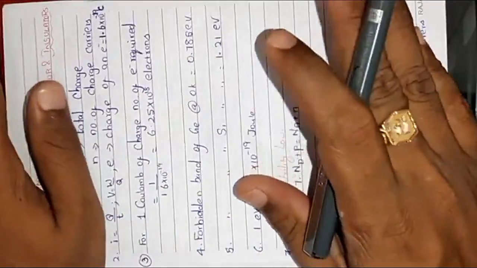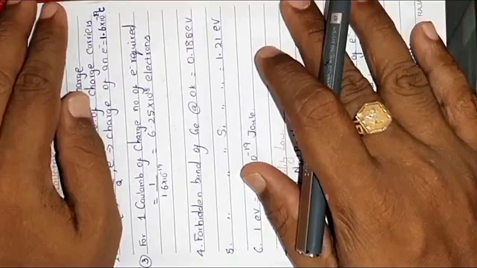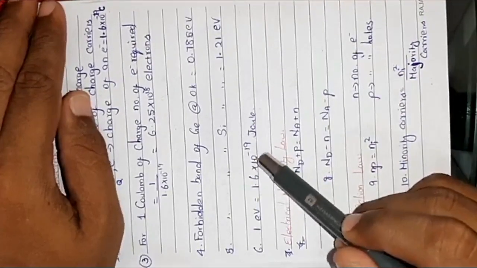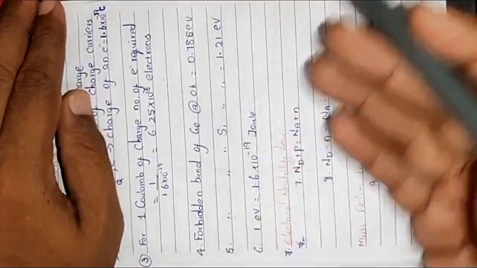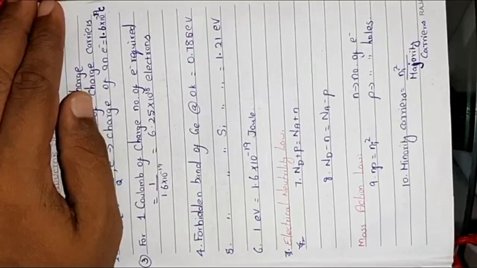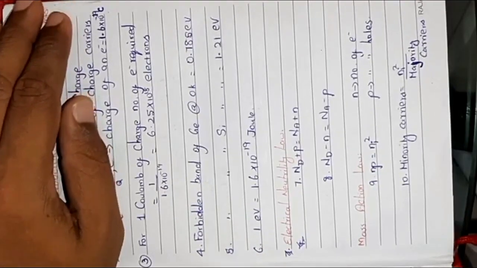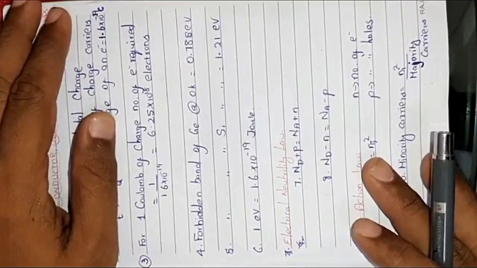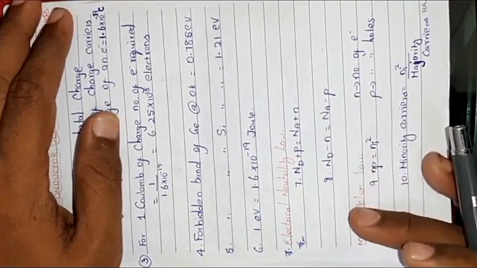Whereas for an insulator, the band gap energy is greater than 6 electron volt. So we need 6 times 1.6 into 10 power minus 19 joule of energy to liberate the electrons from the valence shell, which is not possible. That is why we are unable to produce free electrons from insulators, and insulators do not conduct electricity.